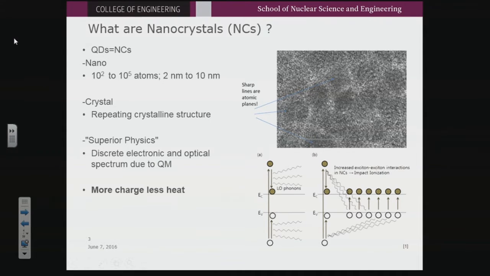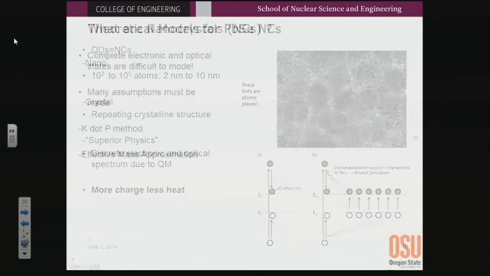And something I call superior physics. They have a discrete electronic and optical spectrum due to quantum mechanics, and we'll talk about this. But essentially, the thing to take away is more charge created, less heat emitted. So we have more efficient materials. And that's sort of what this cartoon is depicting. These phonons are essentially sort of a heat loss, and instead of this heat loss, we're getting more charges being created. And we're going to definitely talk about this later on.